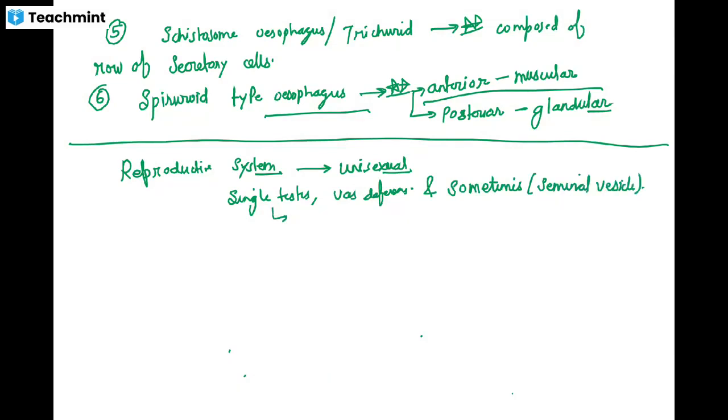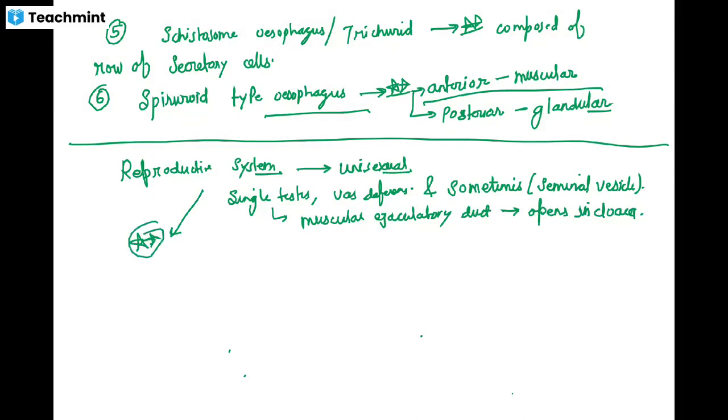And a muscular ejaculatory duct which opens in cloaca. तो इसमें जो OT के लिए जो important है वो है इसके spicules. तो in most of the nematodes, one or two spicules are present in most cases.